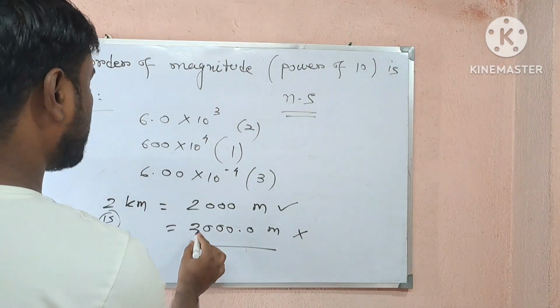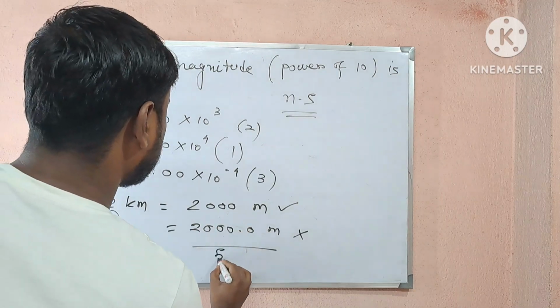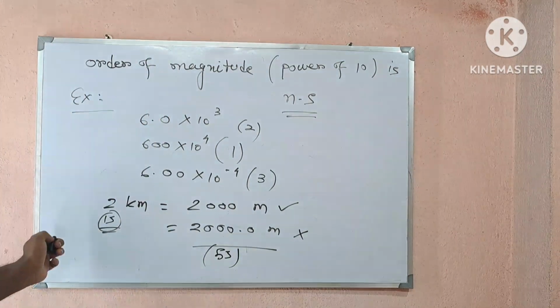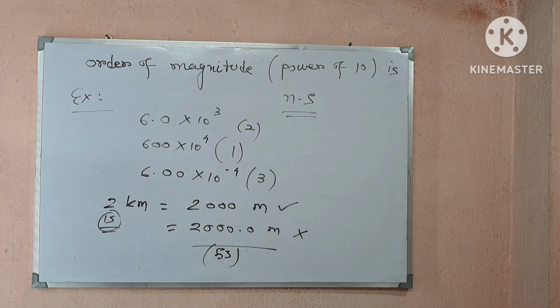So how many significant figures are there? 1, 2, 3, 4, 5. So it is not possible. By changing the unit, the number of significant figures will not change.